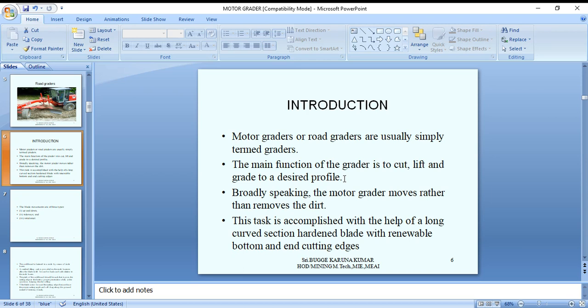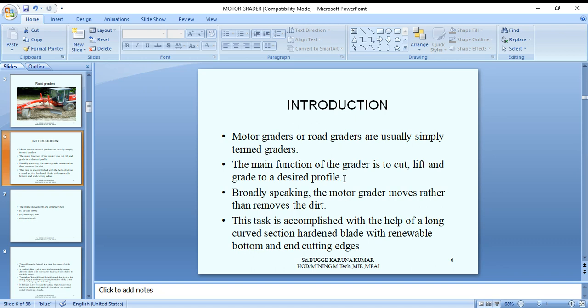Motor graders or road graders are usually simply termed graders. The main function of a grader is to cut, tilt, and grade to a desired profile. The basic function is to deal with the excess material over the road.